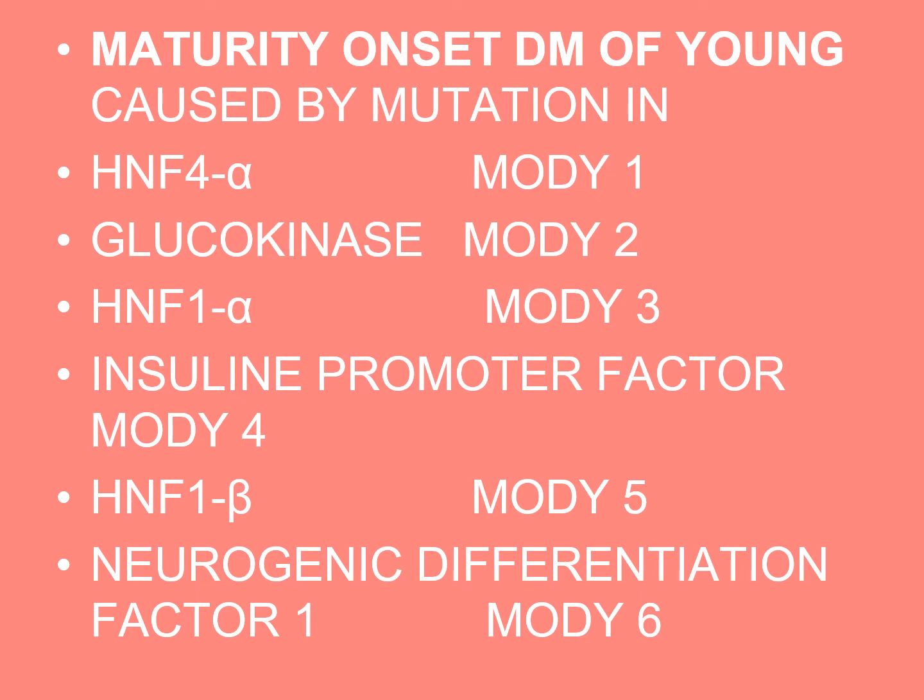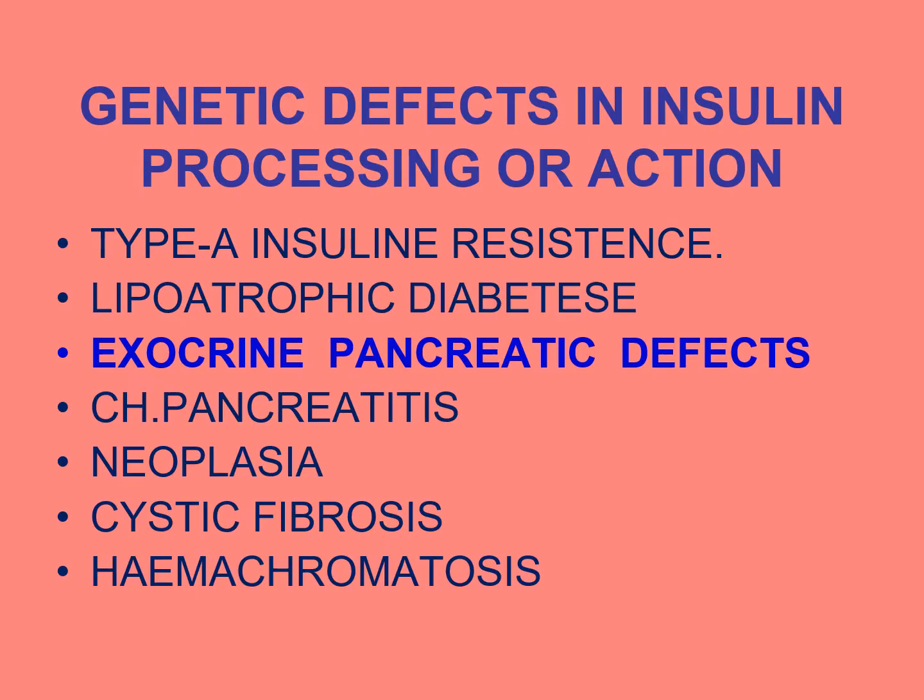There are other secondary causes as well, but you should have a brief idea of what is the change behind that. Genetic defects in insulin processing or the action type, insulin resistance, lipotrophic diabetes mellitus, and the exocrine pancreatic defects, for example, chronic pancreatitis, neoplasia, cystic fibrosis, hemochromatosis.